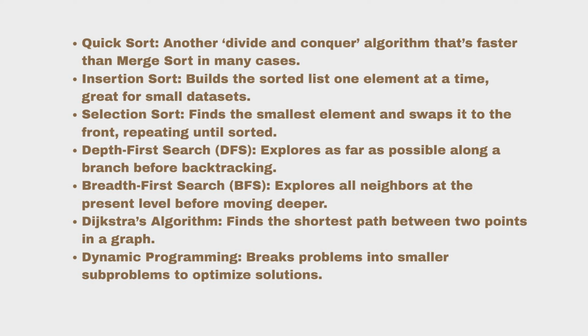Dijkstra's algorithm finds the shortest path between 2 points in a graph. Dynamic programming breaks problems into smaller subproblems to optimize solutions. Maybe we will create a playlist explaining all those algorithms. Let me know in the comment.